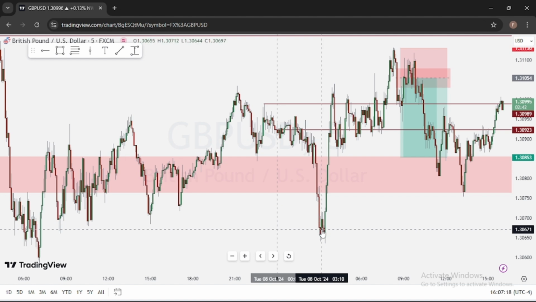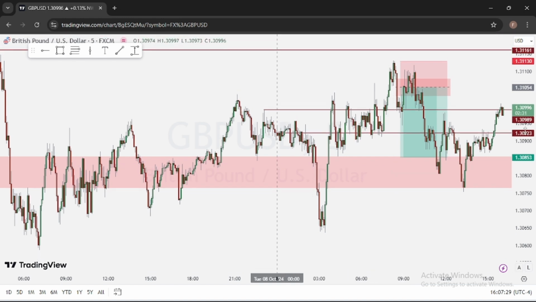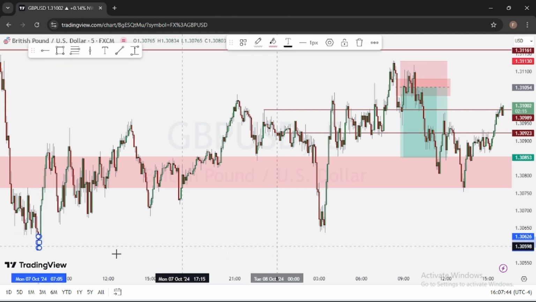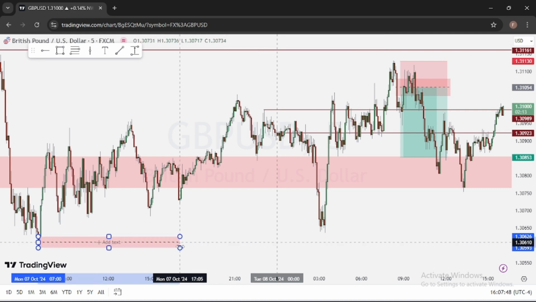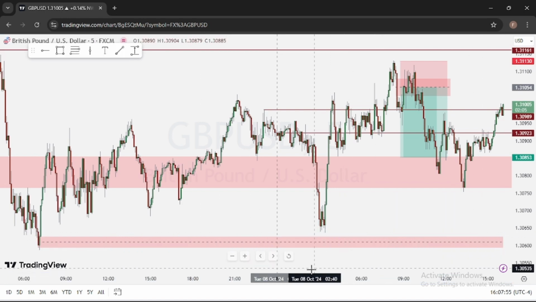Even I put it in the back of my mind that we are going to sell for today, but I then saw some confluences of things. Then I changed my mind to okay, I'm going to buy. So this is an order block here. This is an order block here.